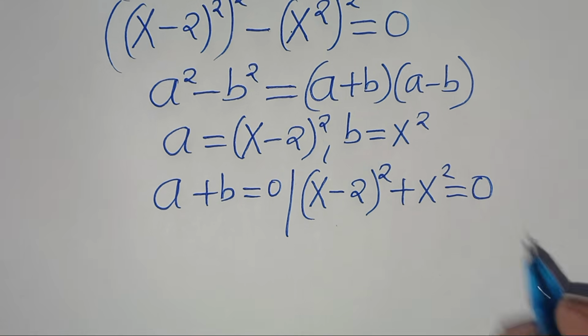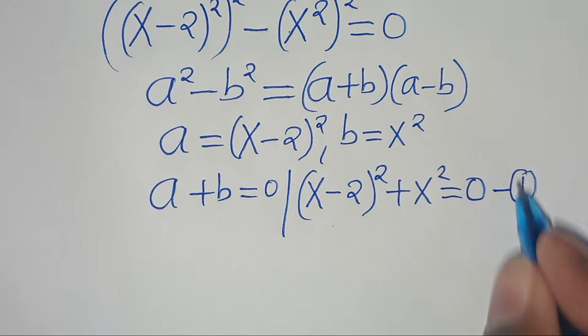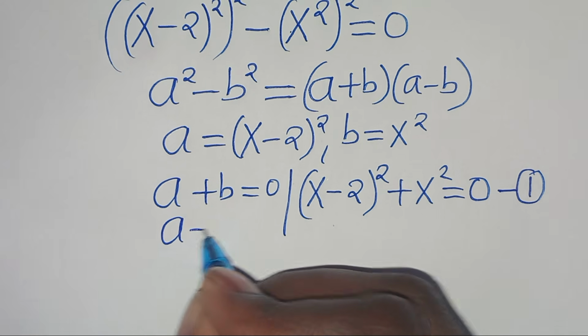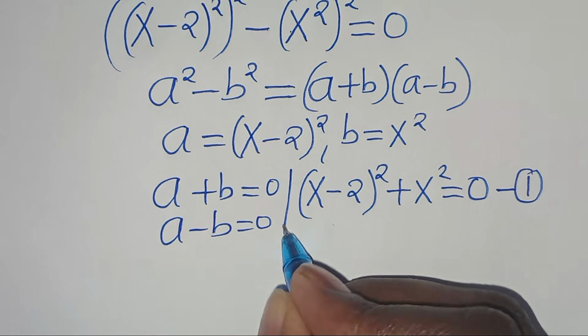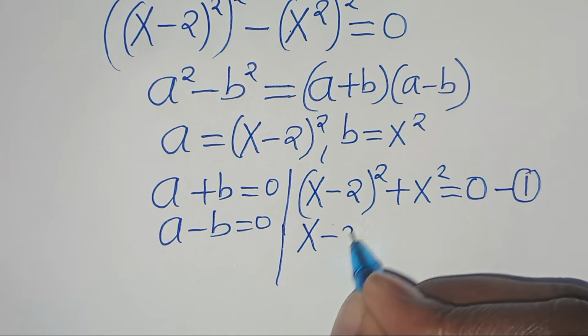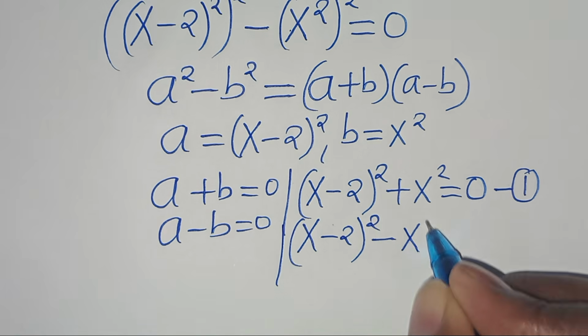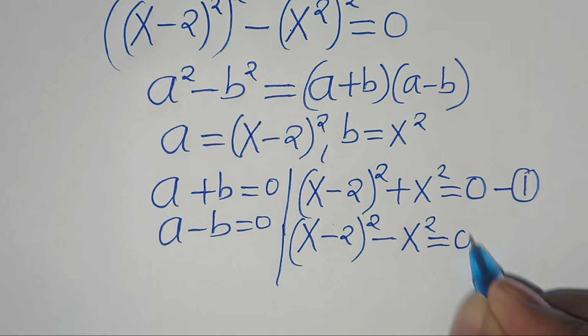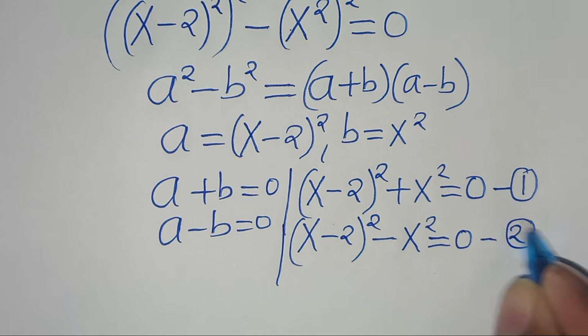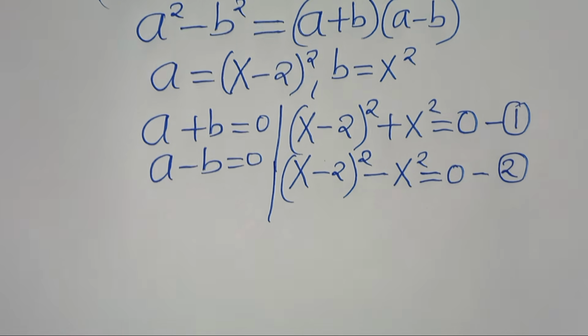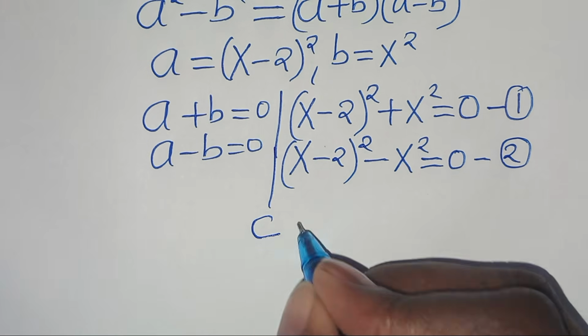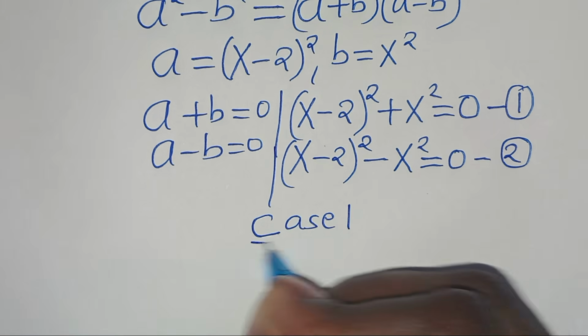Let's call this case 1. And we have that a minus b equal to 0. This is (x - 2)^2 - x^2, equal to 0. Let's call this case 2. Now let's start with case 1.